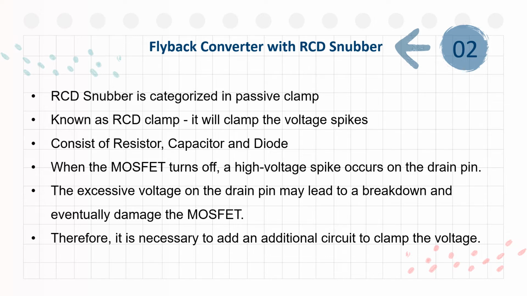RCD snubber is composed from three components, which is resistor, capacitor and diode. When the MOSFET turns off, a high voltage spike occurs on the drain pin. The excessive voltage on the drain pin may lead to a breakdown and eventually damage the MOSFET. Therefore, it is necessary to add an additional circuit to clamp the voltage.